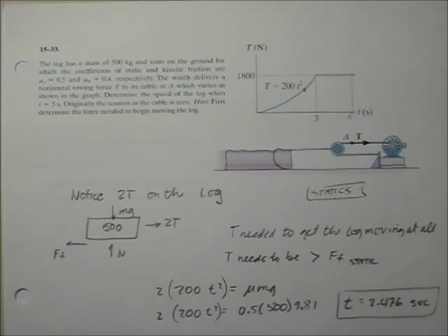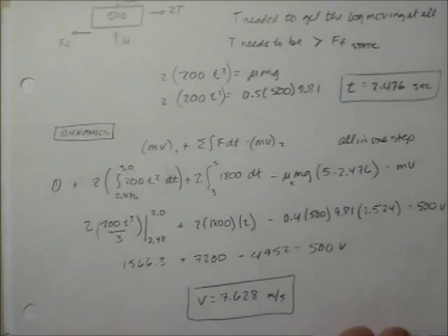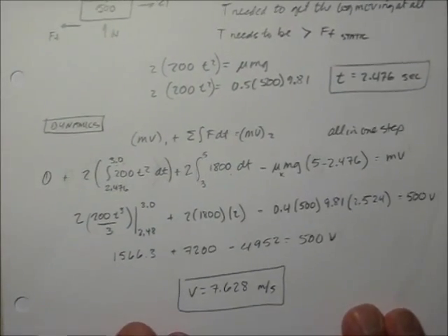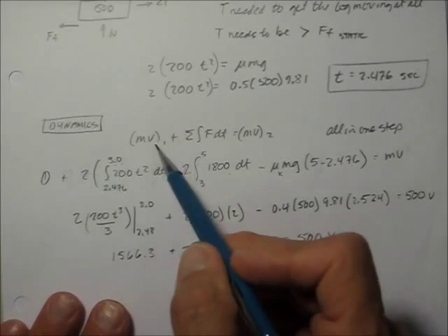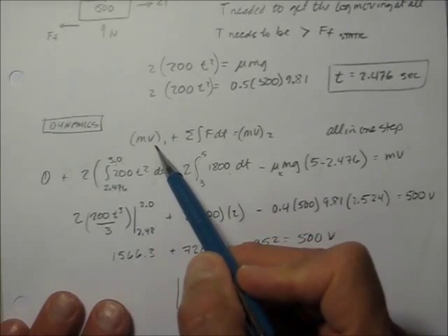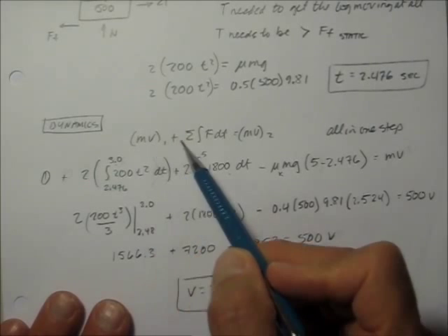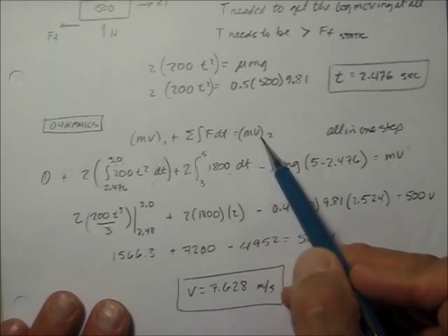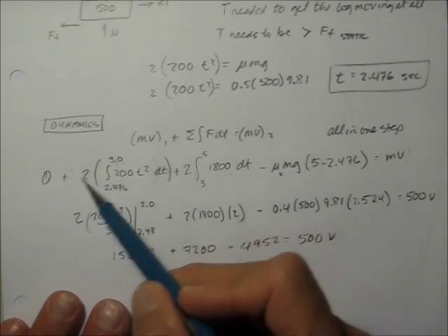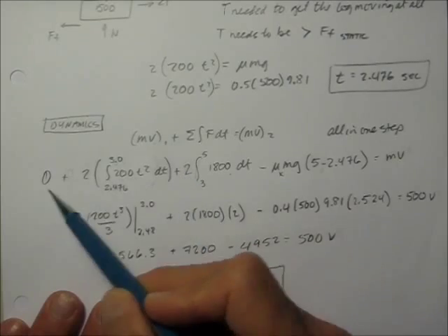All right, now that it starts to move, we have a dynamics problem. So now let's look at our dynamics situation. We can use momentum to try to find out how fast it moves at the end of 5 seconds. But the nice thing again is we can do this all in one step. So let's start out with our momentum equation. mv1 is going to be 0, it starts with 0 momentum. The sum of the integral of F dt is equal to our ending momentum.